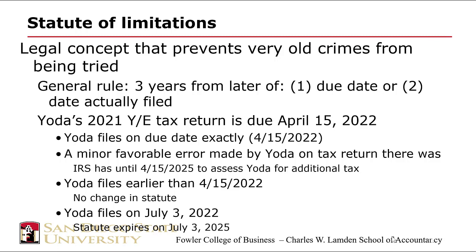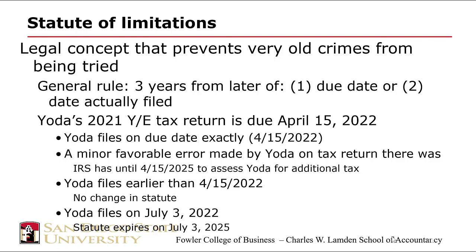This isn't just a tax concept. This is just a concept in the law. It prevents very old crimes from being tried in the courts. So for tax purposes, the law is 3 years. And it's 3 years from the later of the due date of the tax return or the date the return is actually filed. So if Yoda's 2021 year-end tax return is due April 15th, and he files on the exact due date, 4/15, then he would have 3 years, right? So let's say there's an error on the tax return.